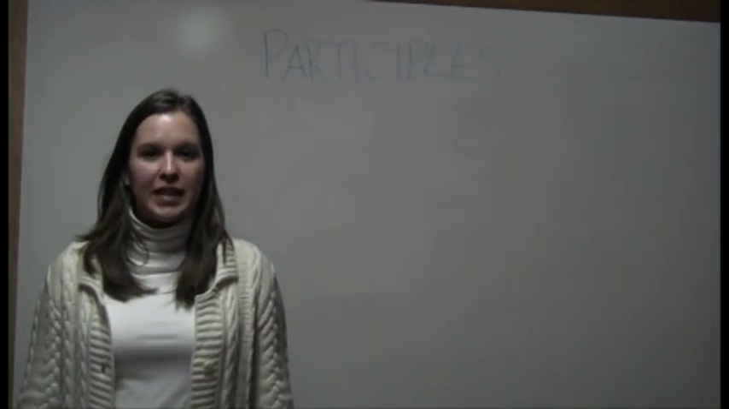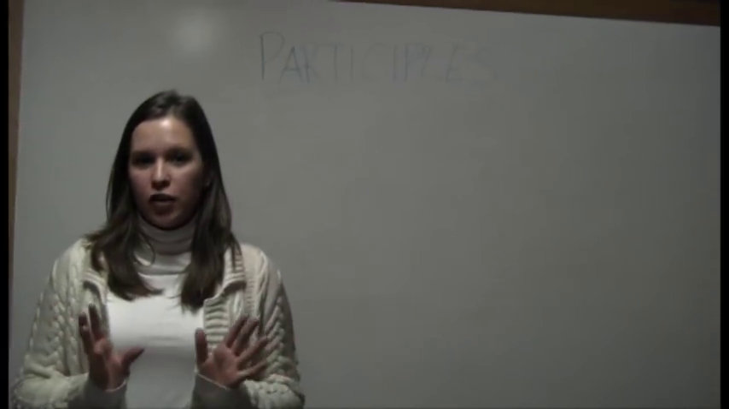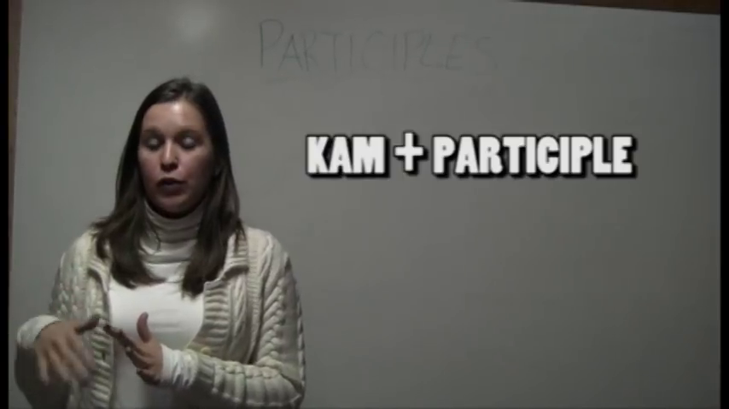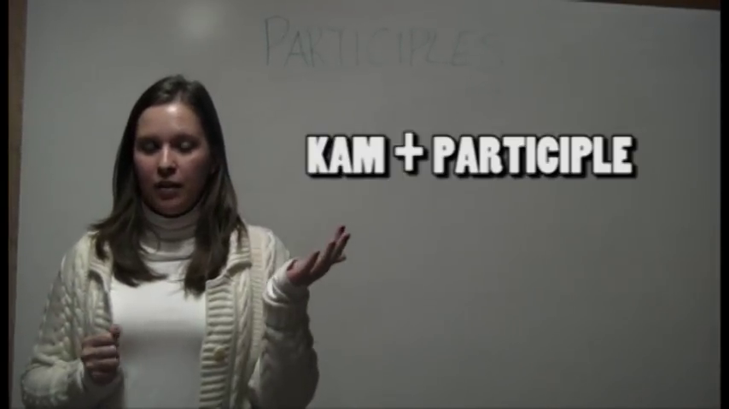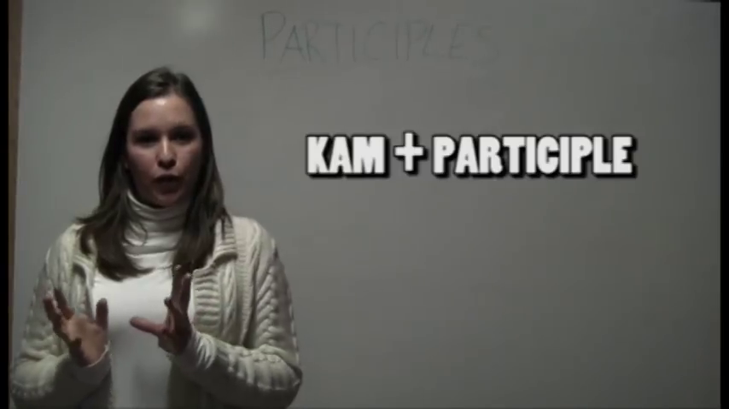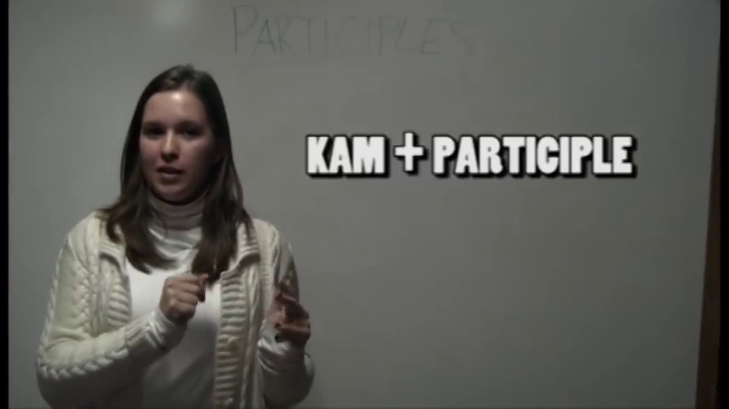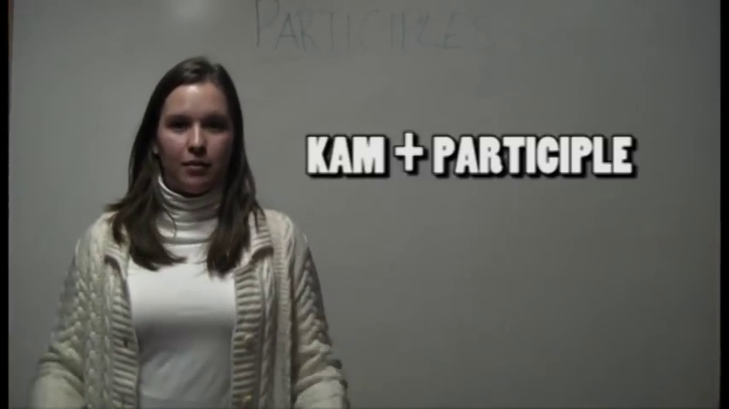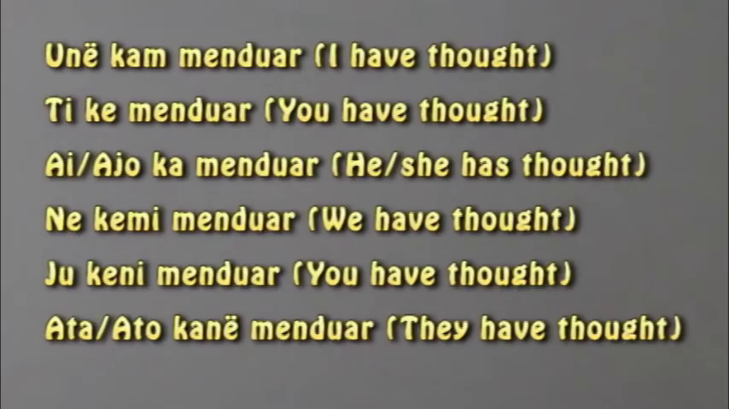Now, what makes the perfect tenses easy is that you only need to conjugate the verb kam, to have, in the present tense and follow it by the participle. Do you remember the participles that we did in the beginning? That's all you need to know. So, conjugate the verb kam, like we just did, and follow it by a participle, and there you have it, the present perfect tense. Let's take mendoj, to think, for example. Unë kam menduar, ti ke menduar, ai ajo ka menduar, ne kemi menduar, ju keni menduar, ata ato kanë menduar.